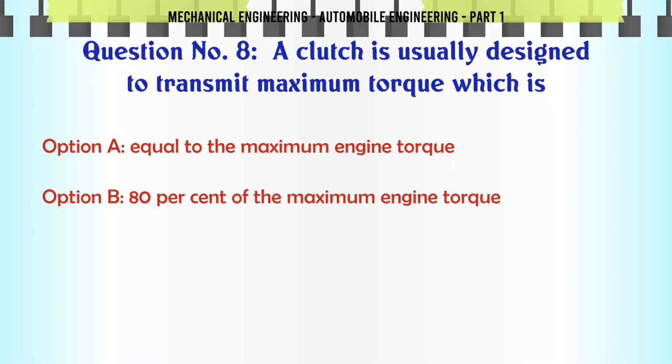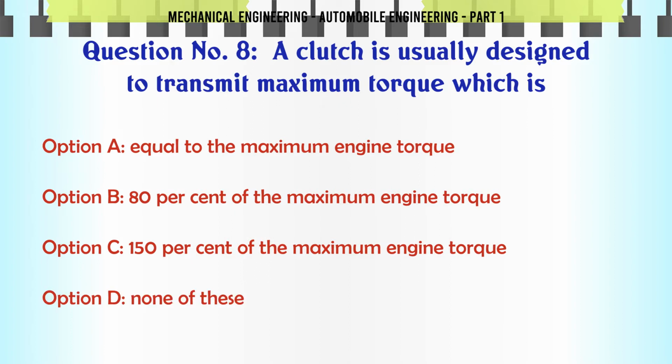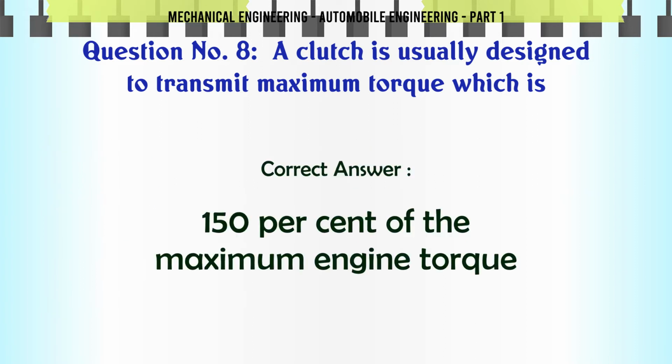A clutch is usually designed to transmit maximum torque, which is: A. equal to the maximum engine torque. B. 80% of the maximum engine torque. C. 150% of the maximum engine torque. D. none of these. The correct answer is 150% of the maximum engine torque.